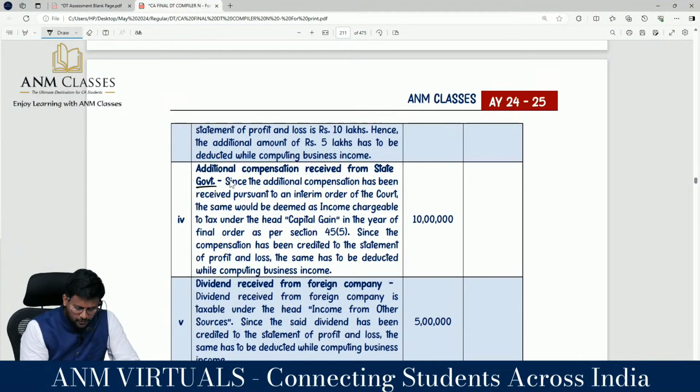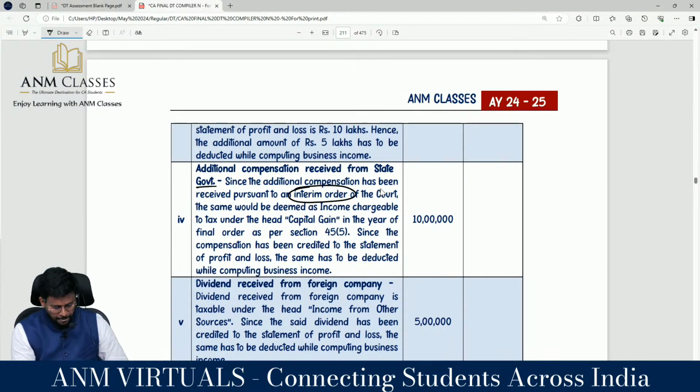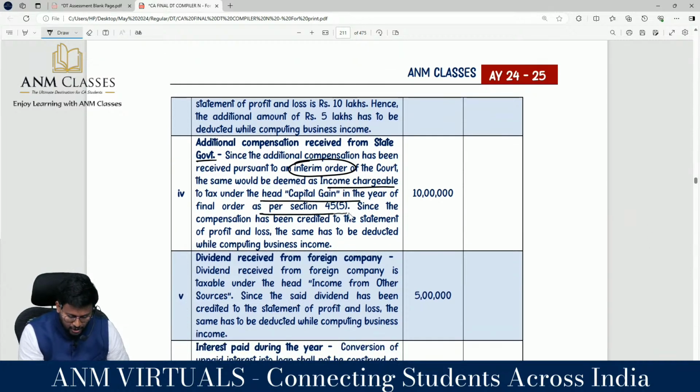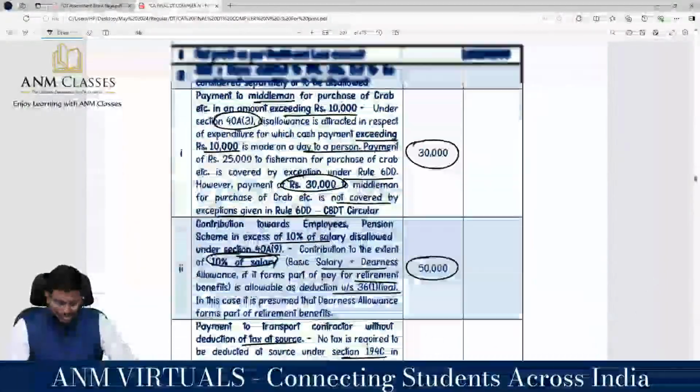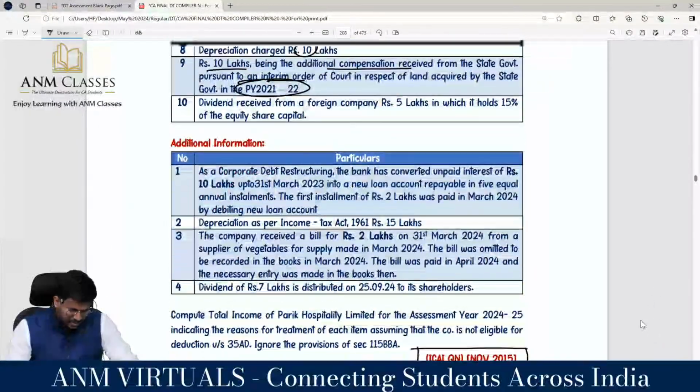Additional compensation received from the state government. Since additional compensation has been received pursuant to an interim order, it would be deemed income chargeable to tax under capital gain in the year of the final order as per section 45 subsection 5. Since the compensation has been credited to the statement of P&L, it has to be deducted while computing business income, which is 10 lakh. So I have removed that 10 lakh.